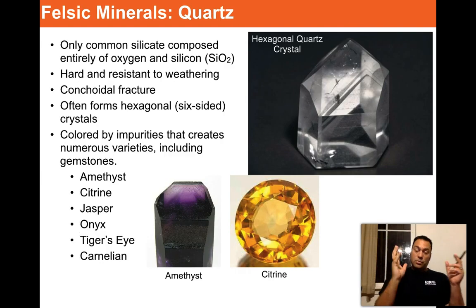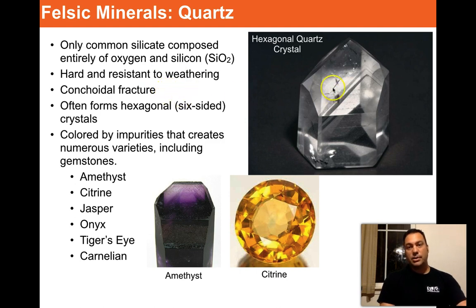So we can't actually start our discussion of minerals unless we start with the most basic silicate, and that's quartz. Right? The quartz is SiO2, just common SiO2. It's made of oxygen and silicon. It's hard and resistant to weathering. It's got conchoidal fracture, right? It doesn't have any cleavage, right?